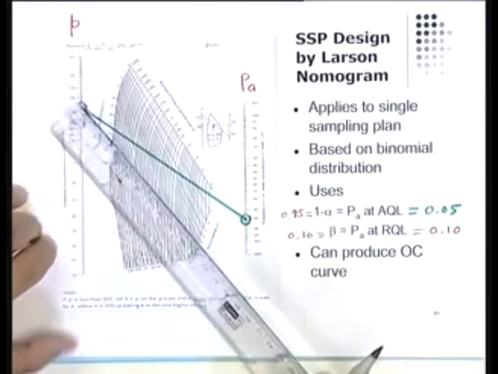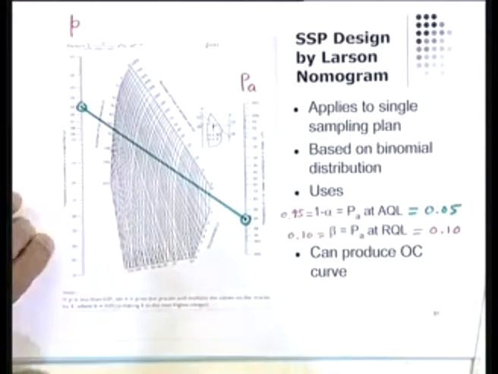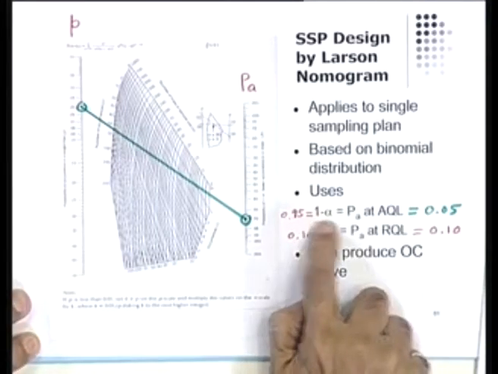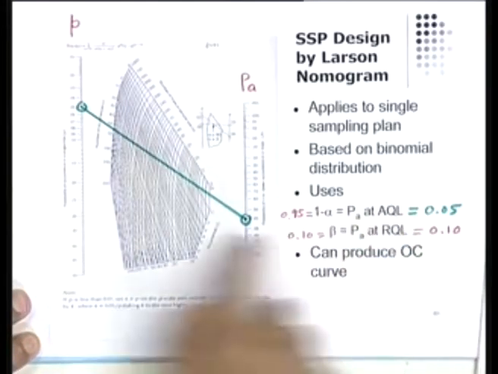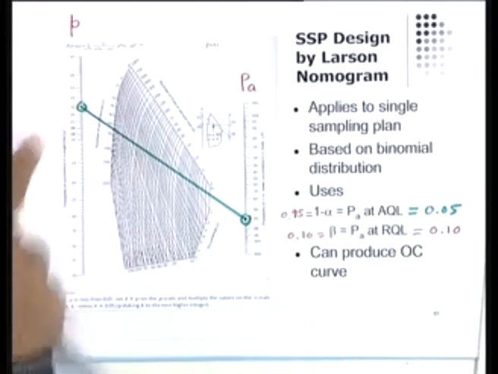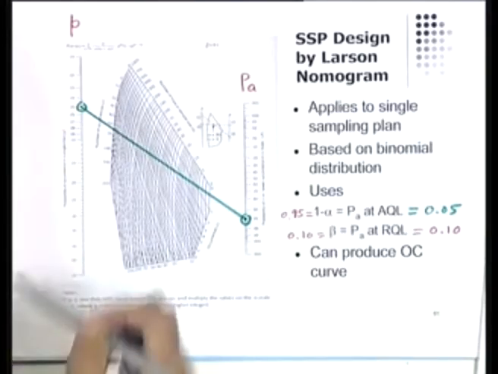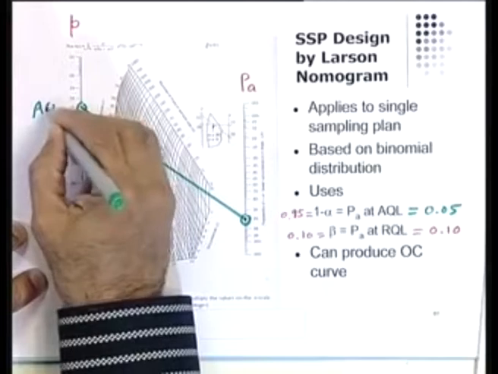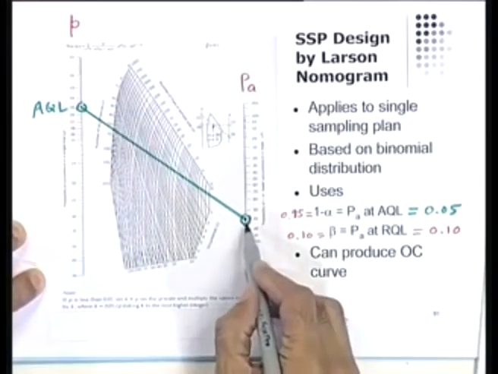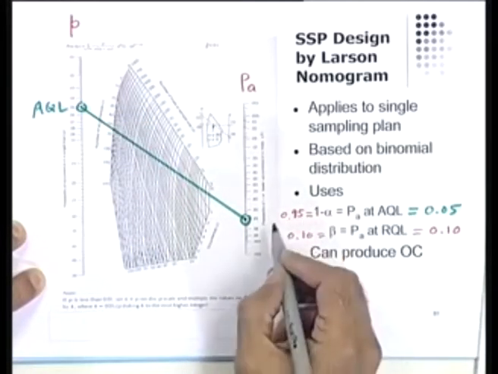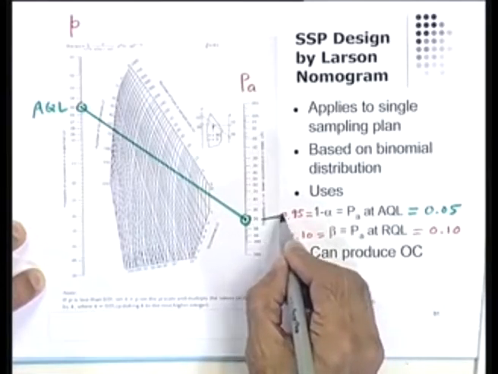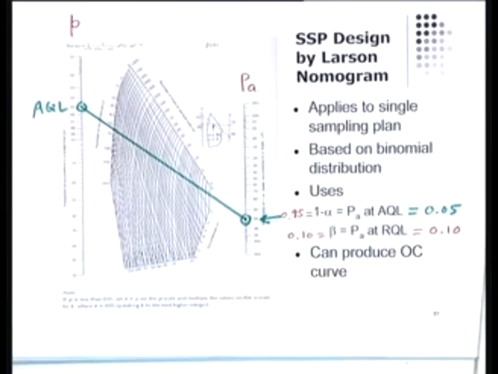This is one line. Now that line takes care of one of those conditions. That condition is what? 1 minus alpha is PA at AQL. AQL is here, so let me write AQL there. And on this side I've got 1 minus alpha. So that's going to be this quantity there, 1 minus alpha.